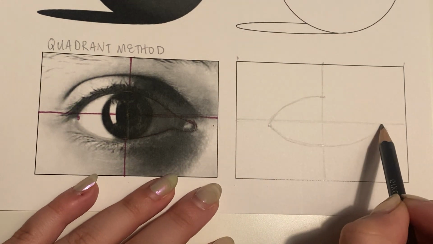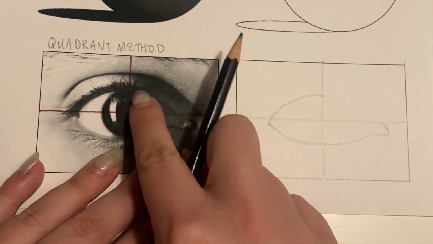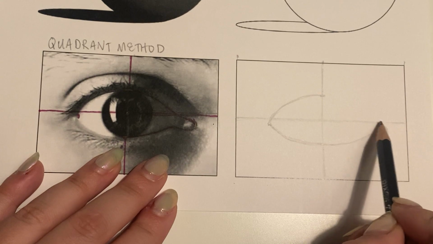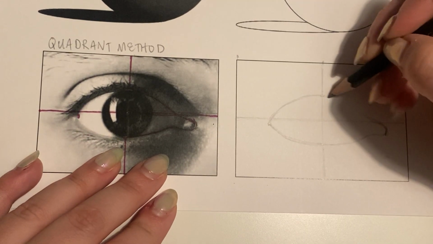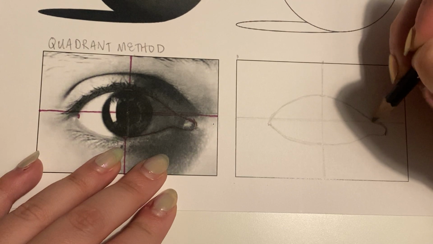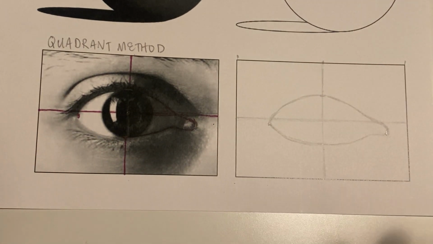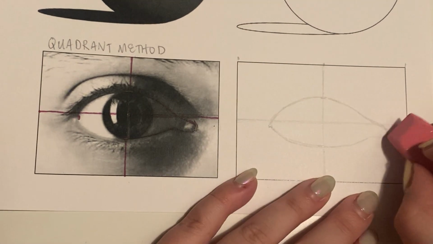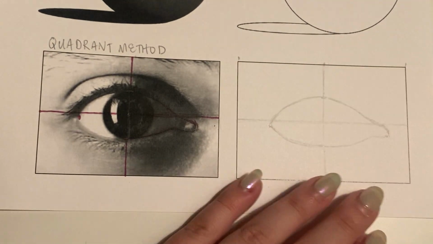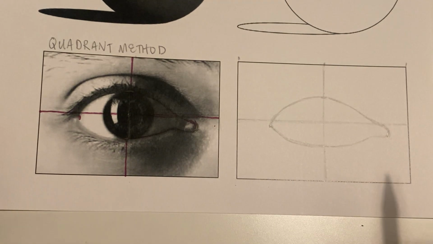It kind of curves down and then comes up, and it's a little bit more of a straight line than it is a curve. So it's going to come up at more of an angle, kind of something like this. As long as you're close, you'll be fine. If it's not the perfect shape, you'll be okay, but we're trying to get it as close as we can. So now we've got the shape of the eye.